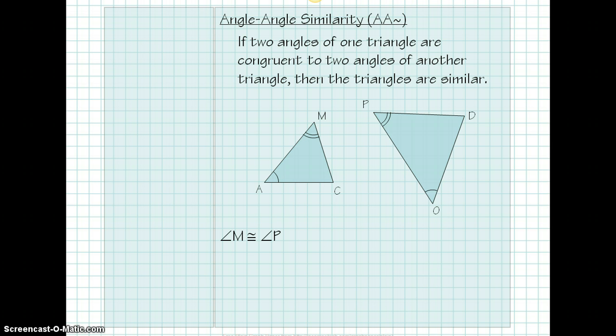So in this example, I have angle M is congruent to angle P, angle A is congruent to angle O, so therefore the triangles are similar by angle-angle similarity. And again, the little squiggle that you see either between the similarity statement or at the end of the angle-angle similarity statement means similar.